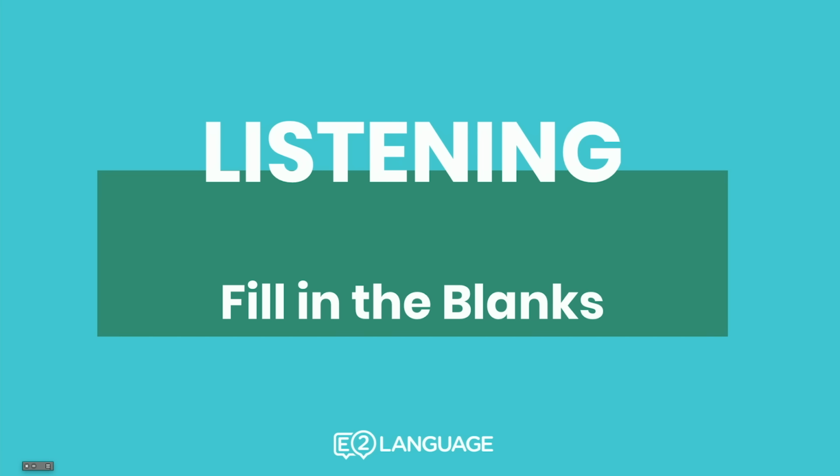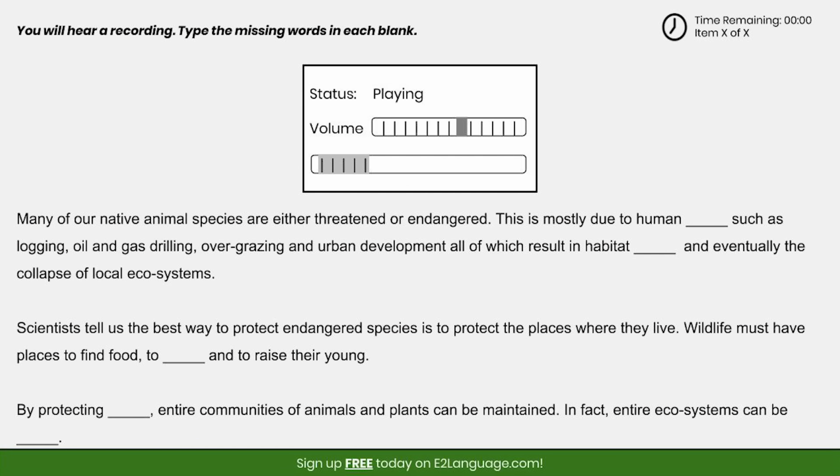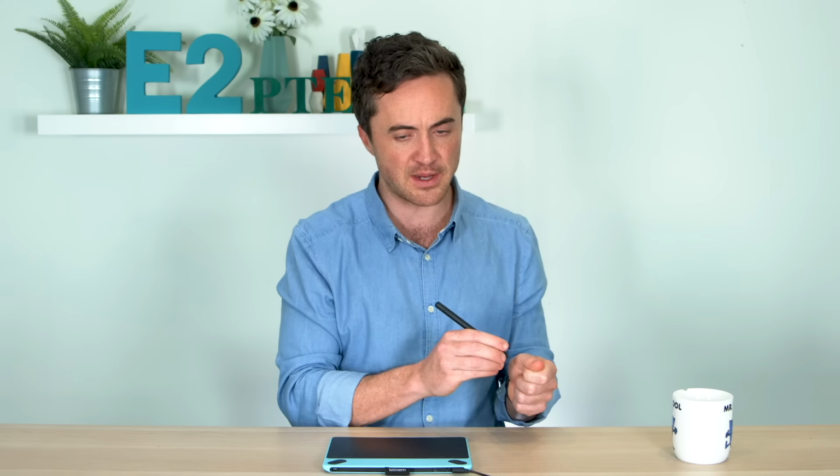Okay, the next task is called listening fill in the blanks, and it's pretty straightforward. What you'll see on test day is something that looks like this. What you have to do is listen very intently to that audio and follow along. And you can either type the words directly into the gaps, or you can use your notebook again. You can write them down as you're listening and then transfer them into the gaps after the audio has finished. This one's pretty straightforward. You may as well have a go for yourself, and then I'll show you what the answers are.